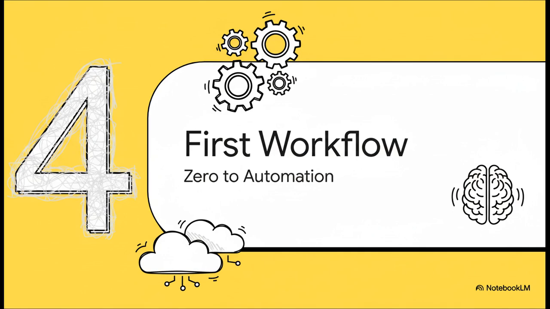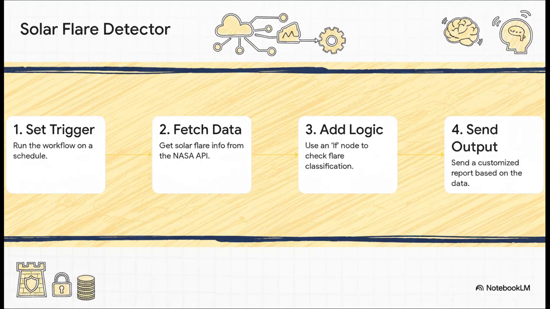Okay, so all of this might be sounding a little abstract, maybe even complicated. But one of the best things about n8n is how intuitive it is to get started. So let's just quickly walk through what building a simple workflow actually feels like. Let's use an example from their own documentation, a solar flare detector. Pretty cool, right? So step 1, you'd set a trigger. Let's say run this workflow every hour.